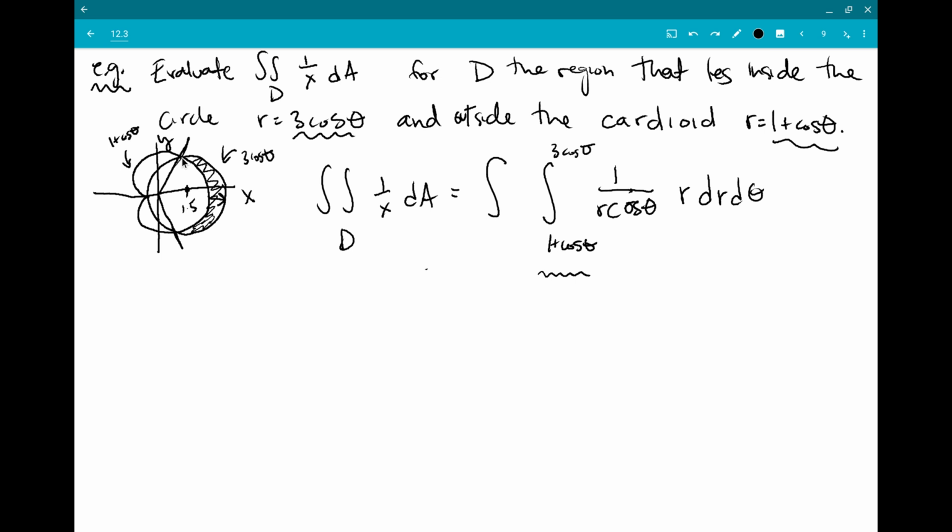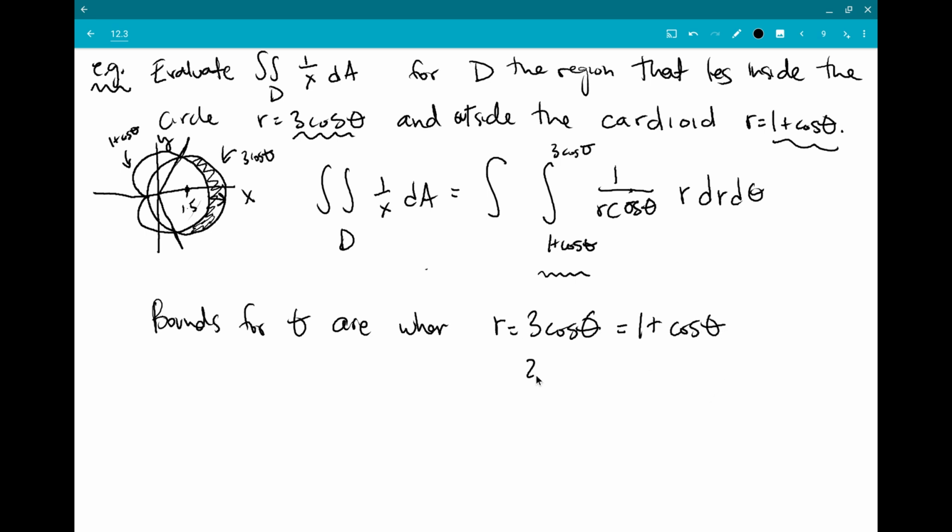So when these two curves touch, it's when the distance r on the inside curve, the cardioid, matches the r on the outside curve, the circle. So my bounds for theta are when my radius r equals 3 cosine theta matches my radius r equals 1 plus cosine theta. So that means that 2 cosine theta is equal to 1, just subtracting cosine theta from both sides. Cosine theta is equal to a half.